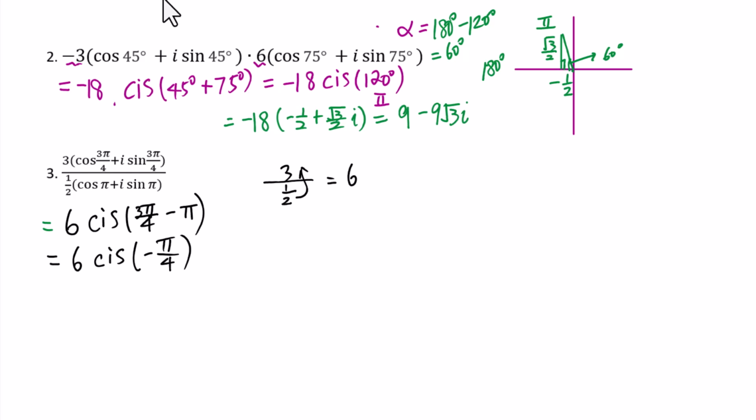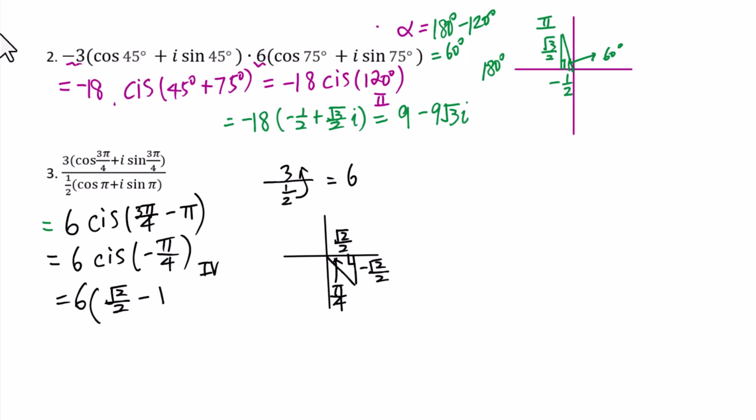Let's draw this Argand plane. Negative pi over 4 goes to the fourth quadrant, in the middle, because these two legs are equal to each other. Square root of 2 over 2, negative square root of 2 over 2. The reference angle is pi over 4. Therefore, we have 6 times (square root of 2 over 2 minus square root of 2 over 2 i). We got 3 square root of 2 minus 3 square root of 2 i.